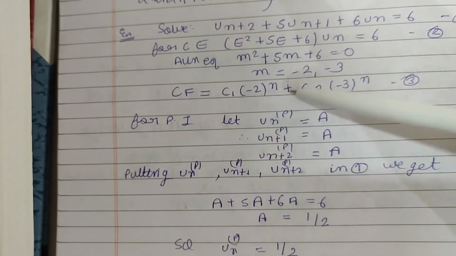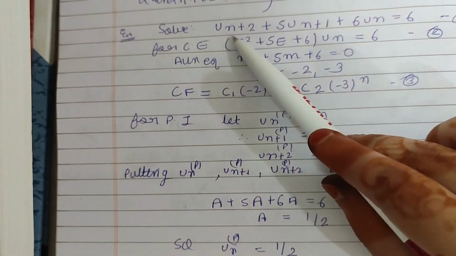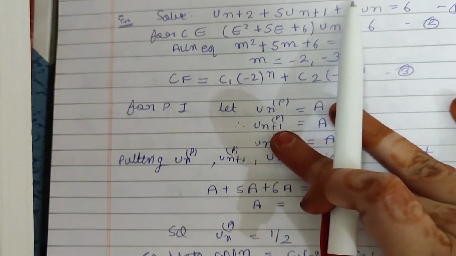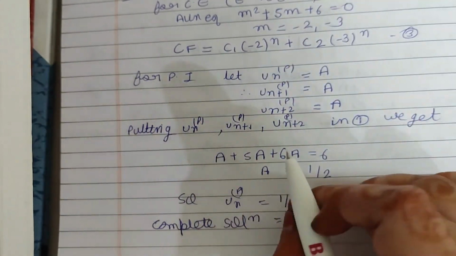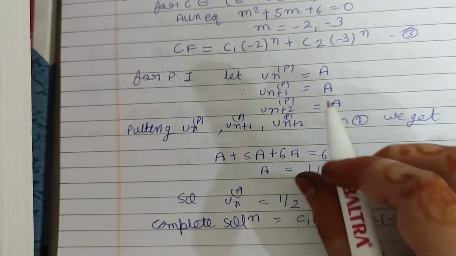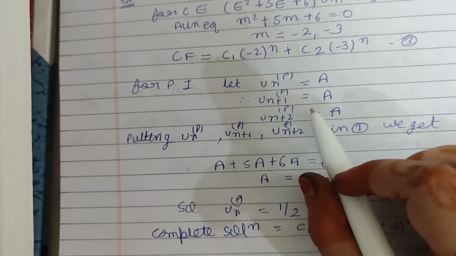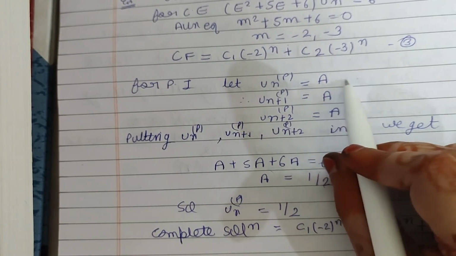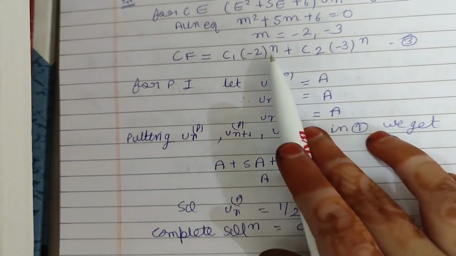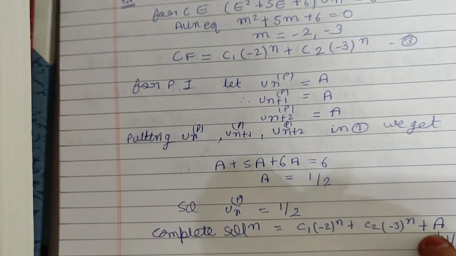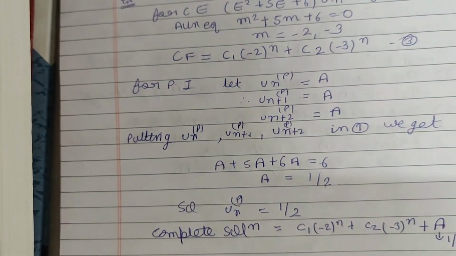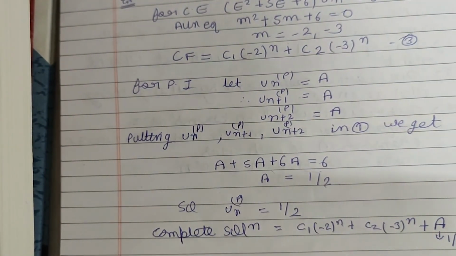So now putting all these values into our equation, in place of u n plus 2, u n plus 1 and u n, you will get somewhat like this. Okay. So using this, find the value of A. You will get 1 by 2. So what is u n? 1 by 2, right? So complete the solution, which is CF plus PI. CF you have already found, and PI is A, which is 1 by 2. Yeah, so I hope it's getting clear. I'll show more examples.